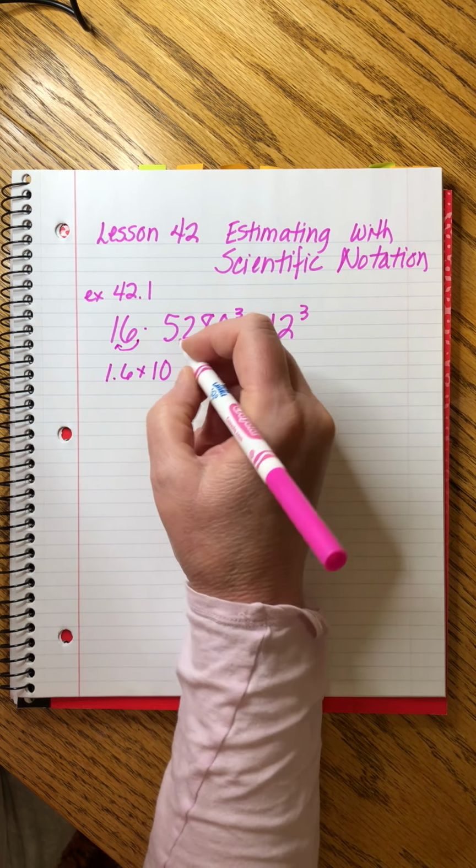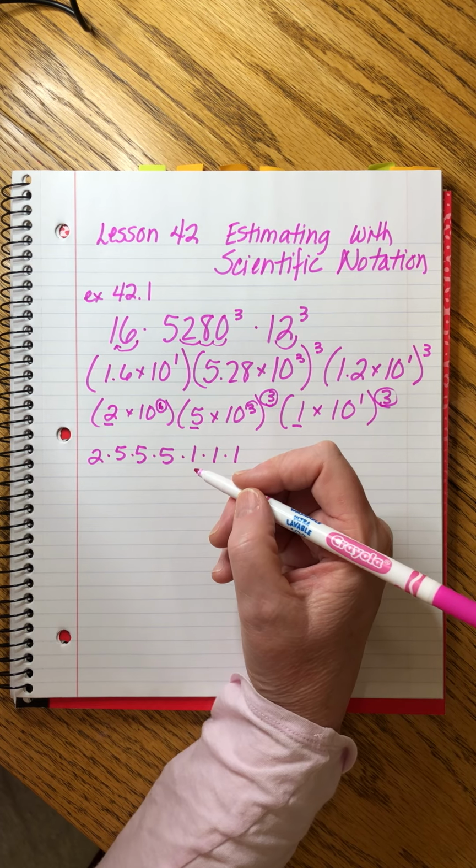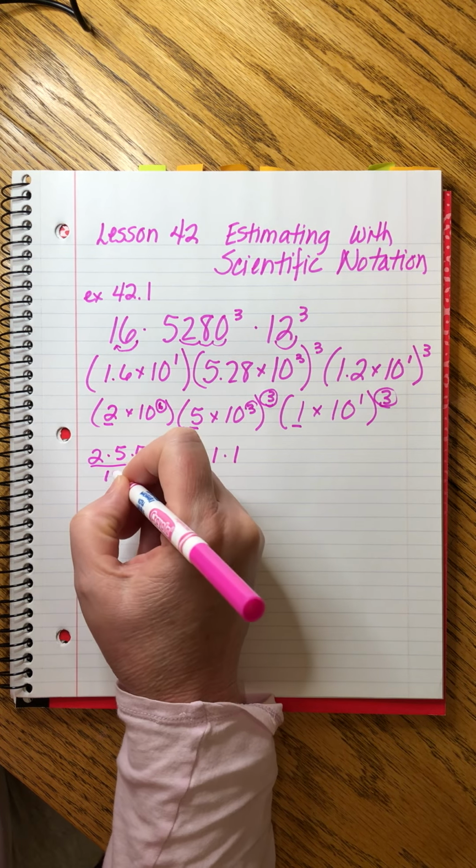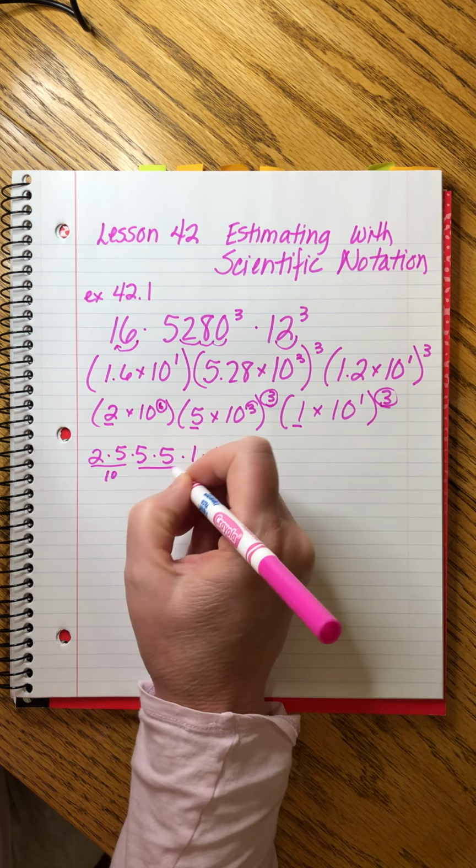So now what we want to do is pull all of the lead numbers over here. It will be 2 times, and then we'll have 3 5s, and then 3 1s, right? Those are the lead digits. And these are the exponents that tell us how many times to use it, all right? 2 times 5 is 10. 5 times 5 is 25. So this means our lead digit simplifies to 250.